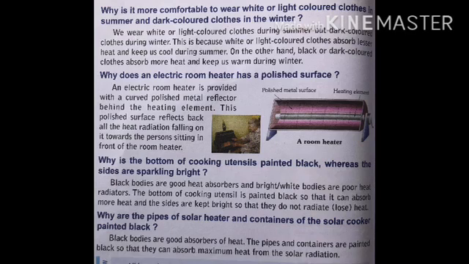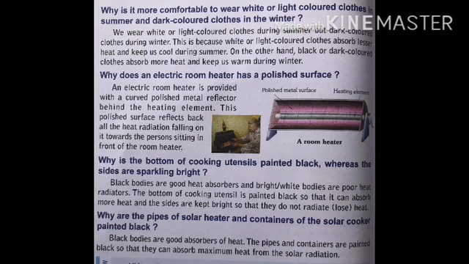Black bodies are good heat absorbers and bright and white bodies are poor heat radiators. The bottom of the cooking utensil is painted black so that it can absorb more heat, and the sides are kept bright so that they do not radiate or lose heat.